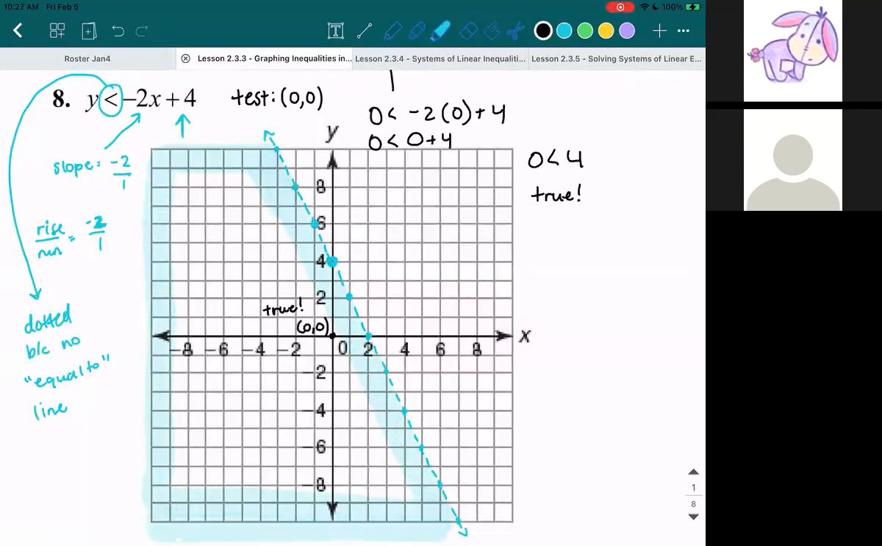We will avoid it if it tells us a lie. We will go towards it if it tells us the truth. Okay? We'll shade all of that. I know shading's taking me a while, so there we go. I have shaded the side with 0, 0 in it because it told us the truth.